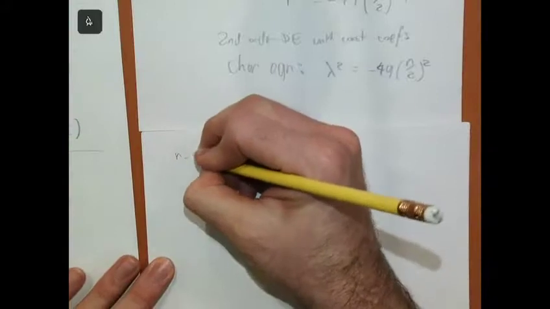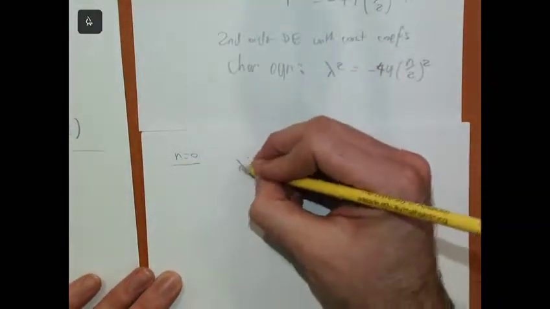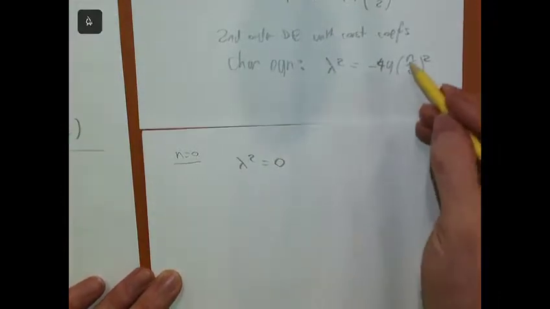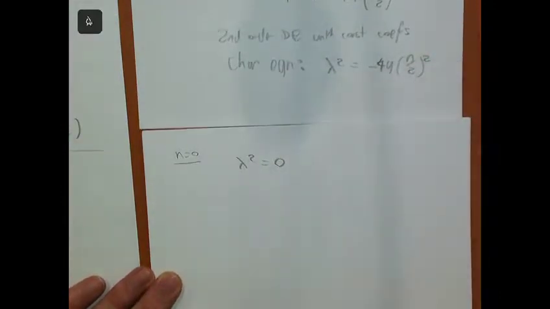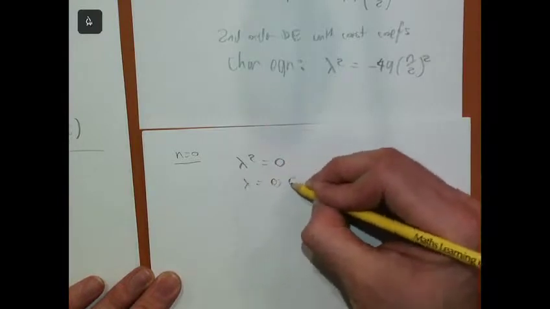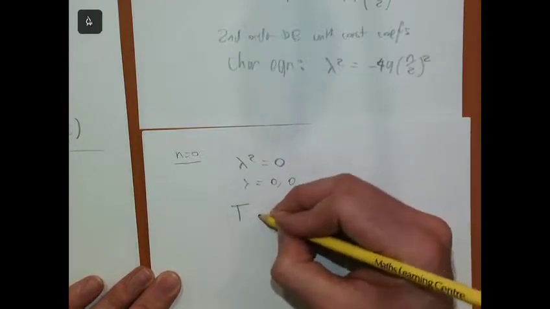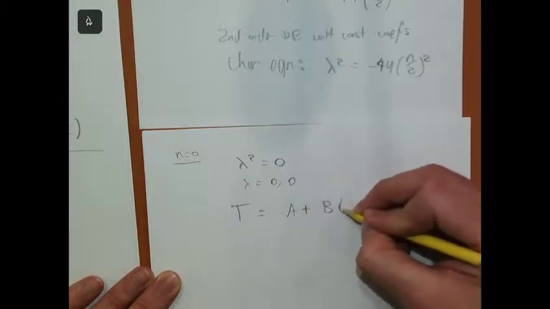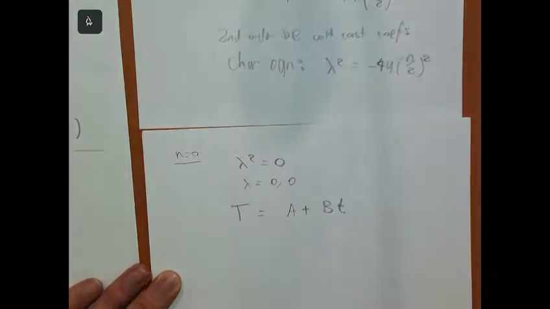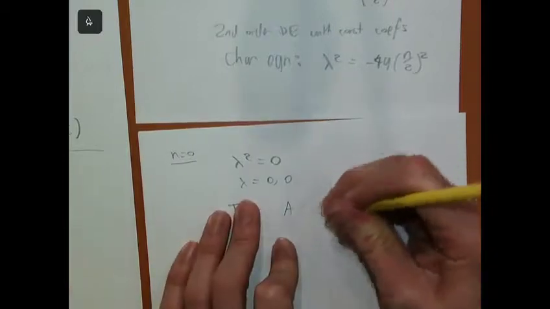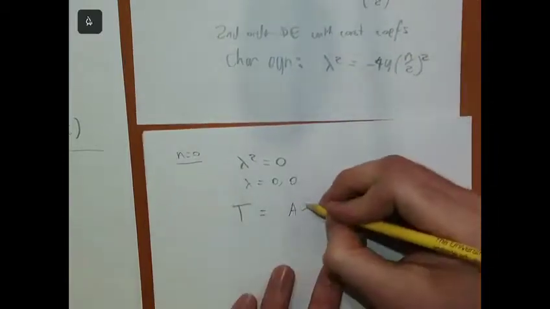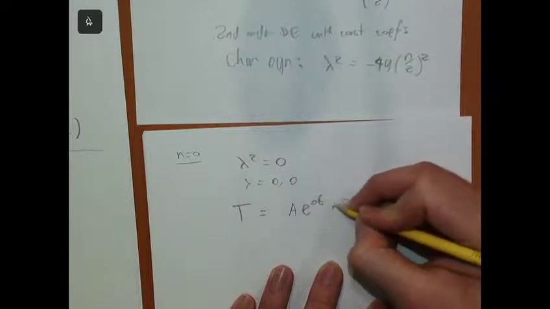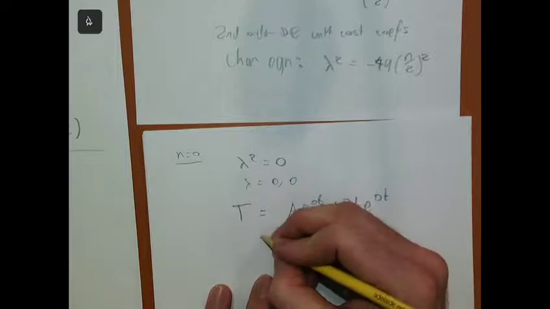So either n equals 0, in which case we get lambda squared equals 0, because it's minus 49 times 0 over 2 squared, which is 0, which means we get lambda equals 0 and 0, and my t this time is a plus bt. I won't skip the working, that's bad. e to the 0t plus bt e to the 0t. Because everything's in terms of t now.